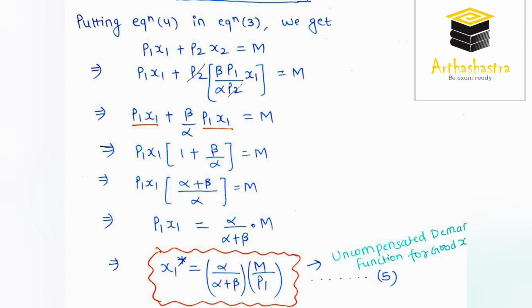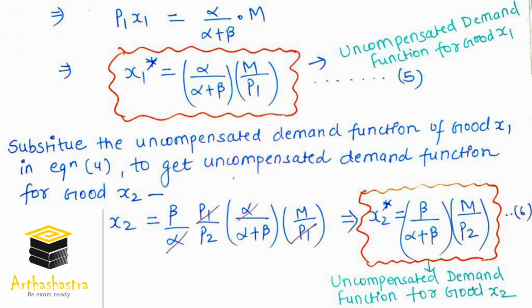Now to find the uncompensated demand function for good 2, we put the value of x1 star in x2, and on putting the value and doing some calculations, we will get x2 star as beta over alpha plus beta whole times m over p2. So this is our uncompensated demand function for good x2.